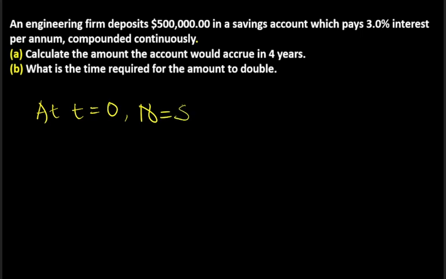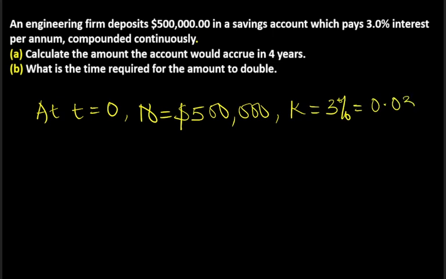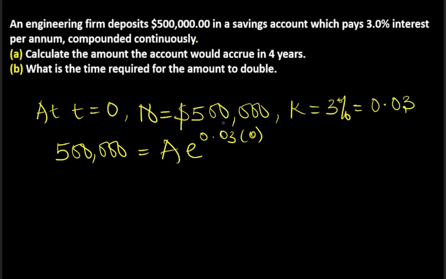So from the question, at t equals 0, we have that our N is equal to 500,000 and our K is equal to 3%, which is the same thing as 0.03. That is 3 divided by 100. We will be substituting this into our equation 1. If we substitute this into our equation 1, we'll have 500,000 equal to A exponent 0.03 times 0 because our t is 0. That is present time.